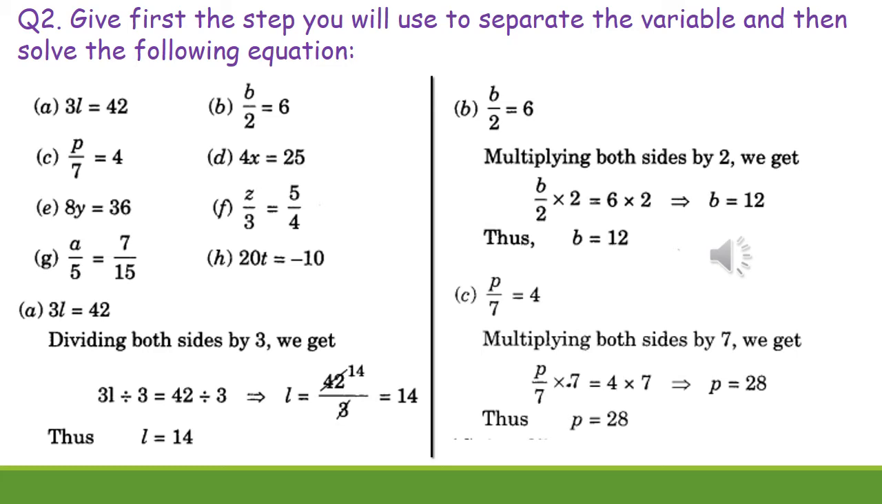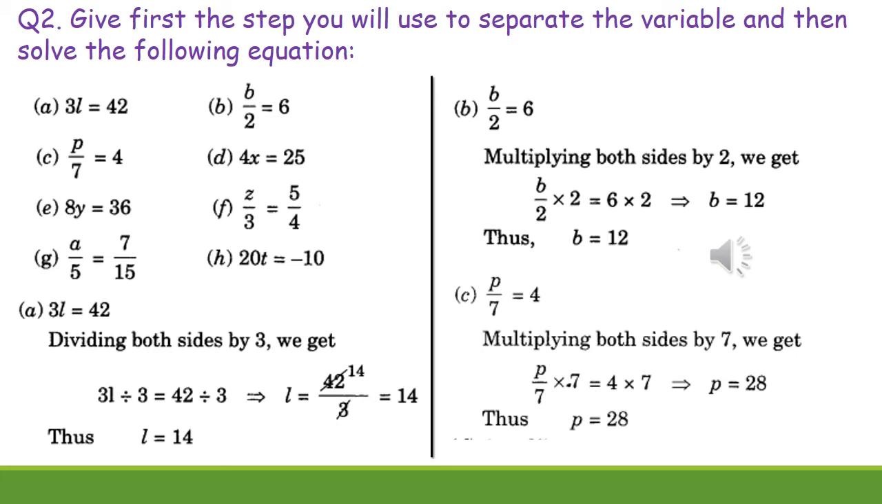In part B, b by 2 is equal to 6. So 2 is divided. If we want to get rid of 2, we have to multiply by 2 on both sides. So b by 2 into 2 is equal to 6 into 2. b by 2 into 2 gives us b, and 6 into 2 is 12. So b is equal to 12 is the solution.